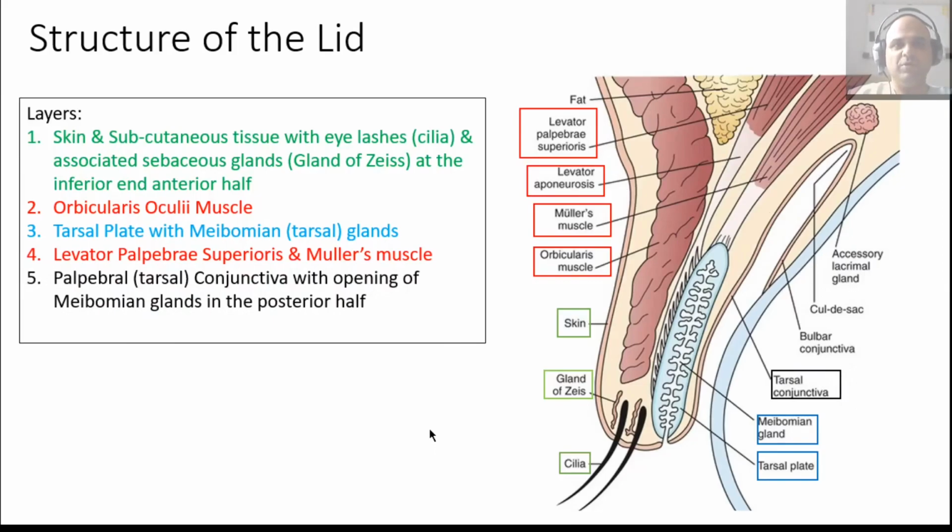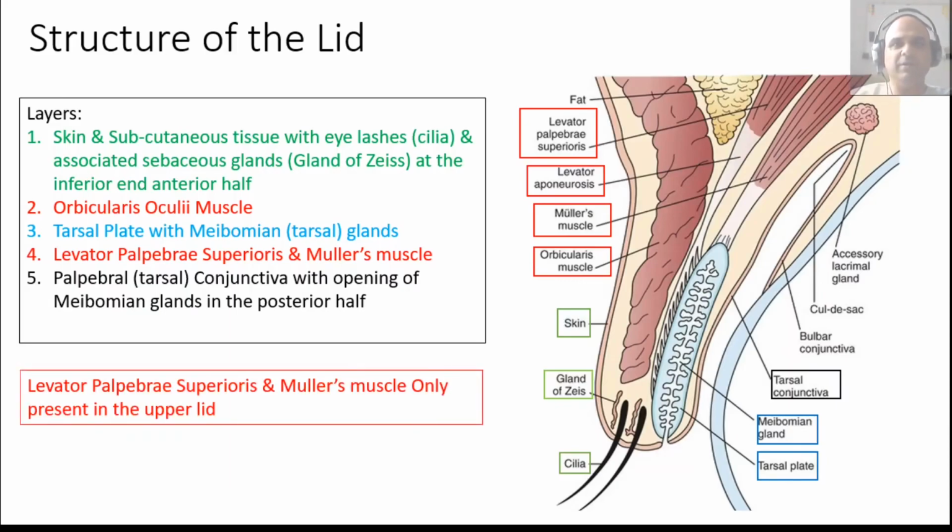And this is true for both the upper lid and the lower lid. The difference between the two being that the lower lid does not have the levator palpebrae superioris or Müller's muscle because it does not require raising. So levator palpebrae superioris and Müller's muscle are only present in the upper lid, and we have talked about why that is, because that is the lid that requires raising. It's located superiorly. That's why it's called the upper lid.